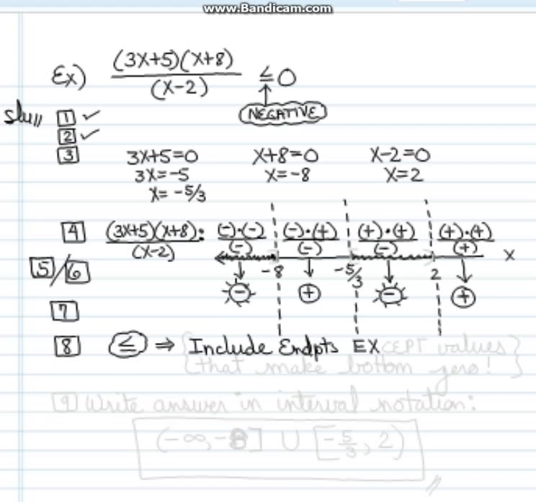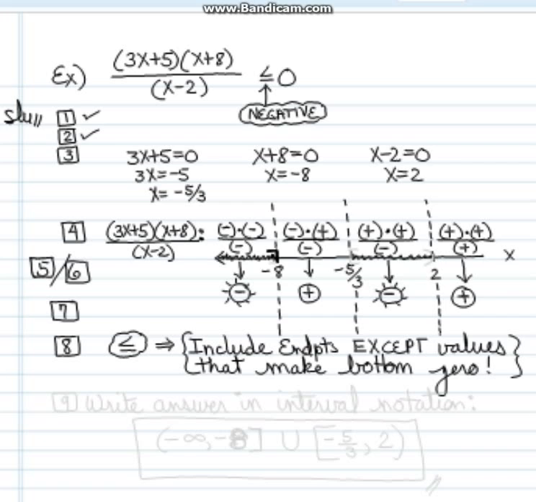except values that make the bottom 0. Okay, so let's think about this. We've got the endpoint negative 8 on the graph. Does negative 8 make the bottom, x minus 2, equal 0? Well, let's see, negative 8 minus 2 is negative 10. No, it doesn't, so we can include it.